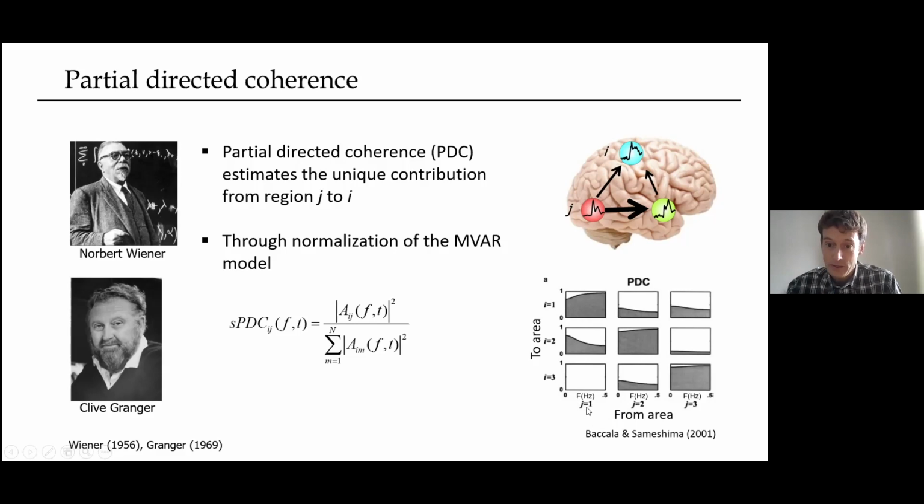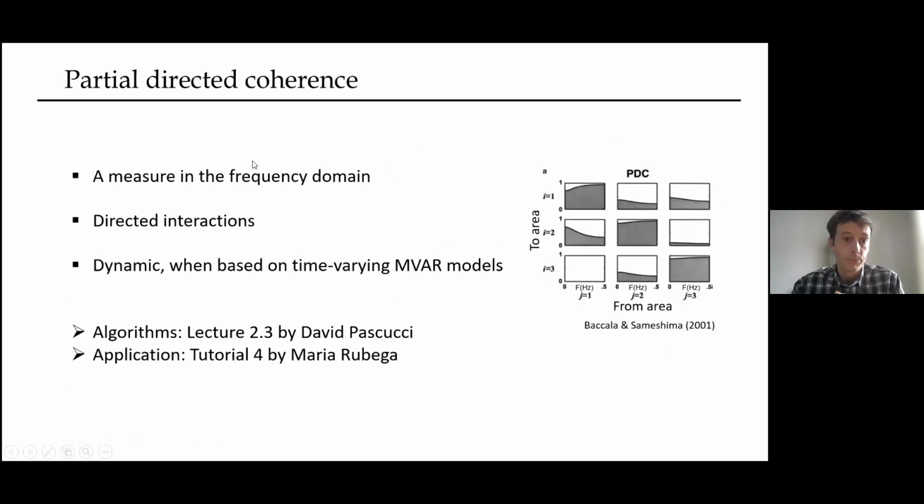What does that mean? It means that the interactions going from J1 to Y2 are not the same as the ones going from J2 to Y1. So the other way around, basically. Those are the two key aspects of it. So partial directed coherence is a measure in the frequency domain that shows directed interactions.